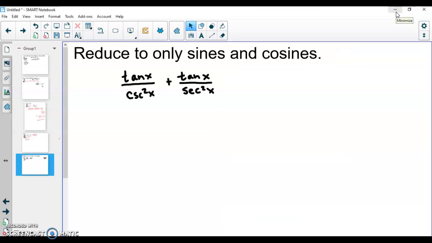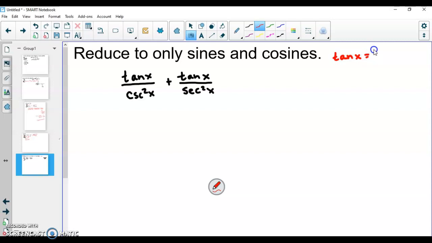Okay guys, a lot of times you're going to be asked to reduce down to only sines and cosines. For a problem like this, I think it's probably necessary that we look at this and say, what could we do with each of these to make them in terms of sine and cosine before we even really do any adding or subtracting.